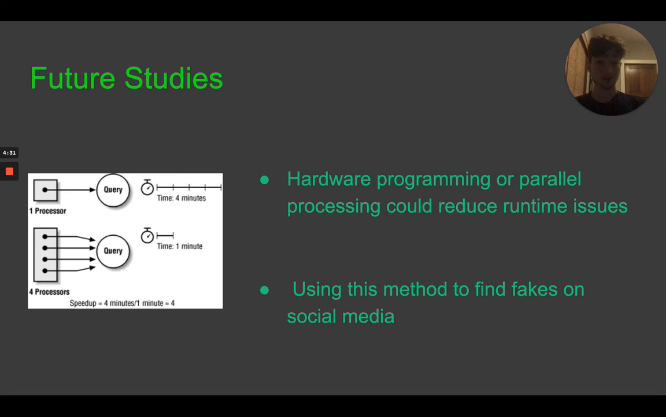So hardware programming could be used to burn the certain processes that my program would utilize into the hardware, so then these programs would run much faster. And parallel processing would then separate each of the processes and run them all at the same time, so then the program would run faster.